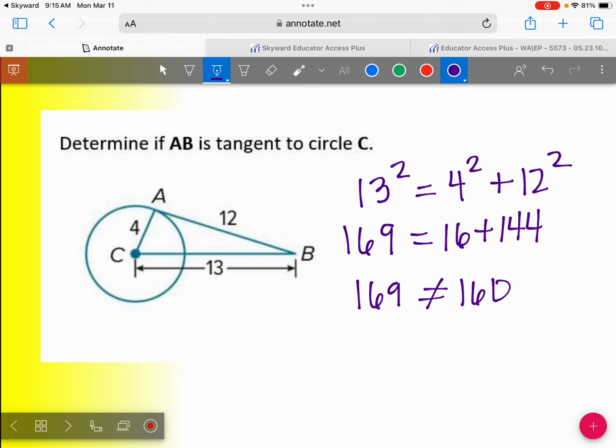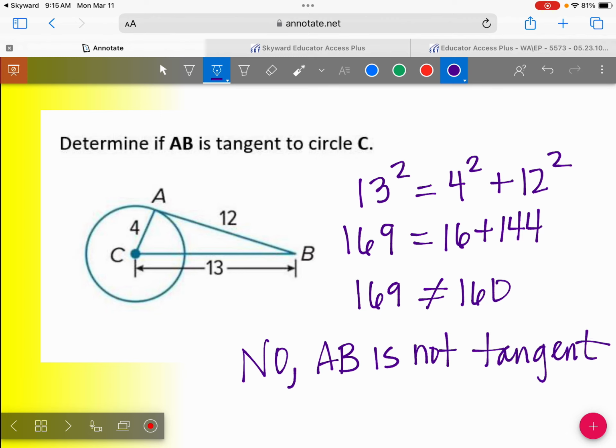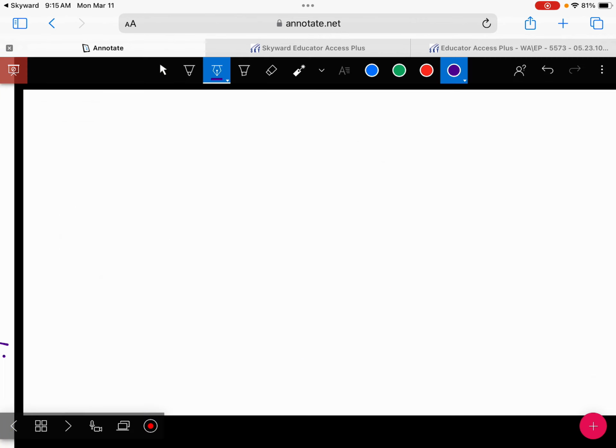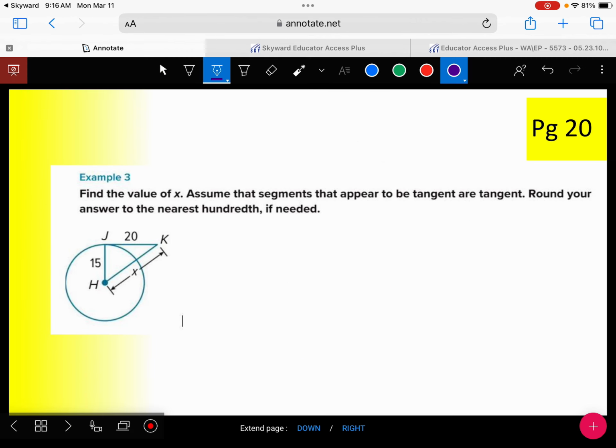So 169 does not equal 160, so no, AB is not tangent. Because remember, it has to be equal in order for it to be a tangent. All right, any questions about these so far? Let's go to our next page.